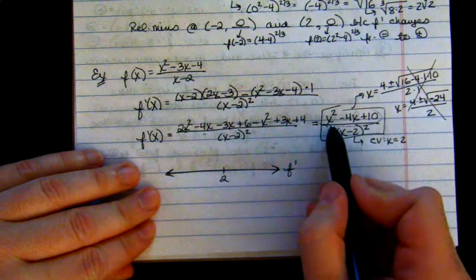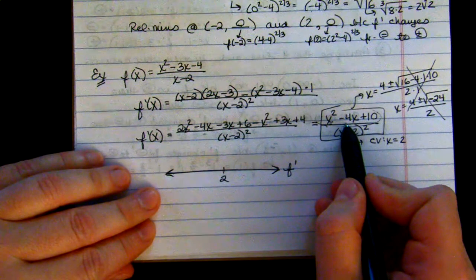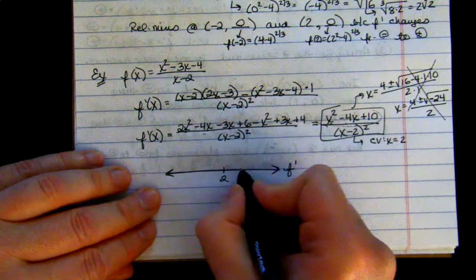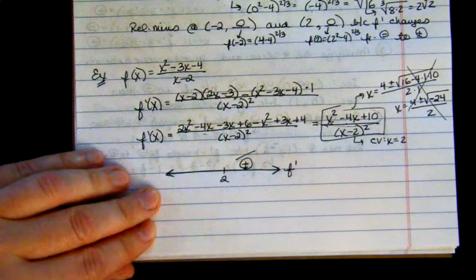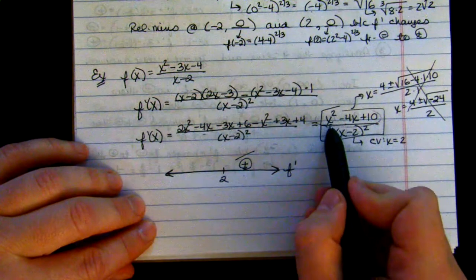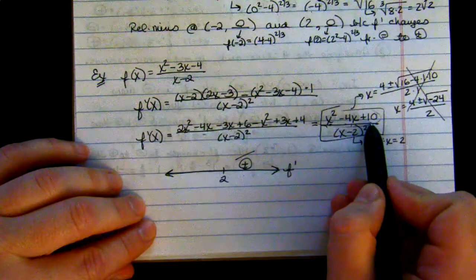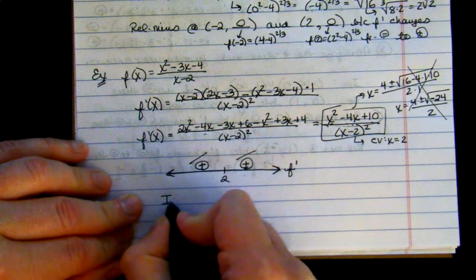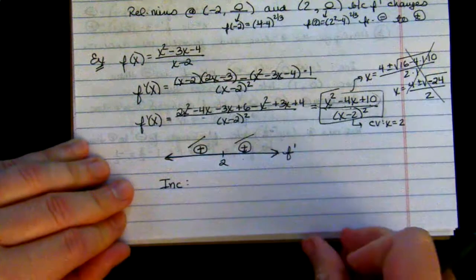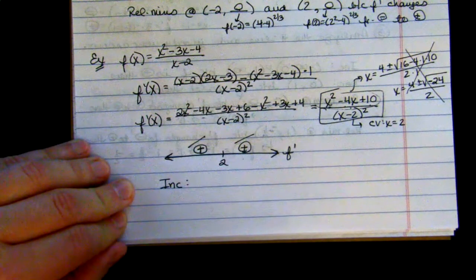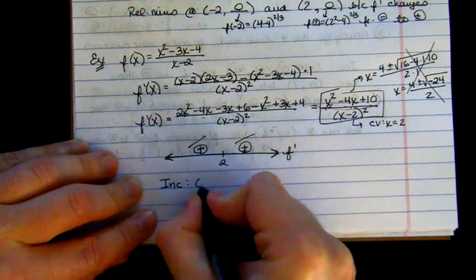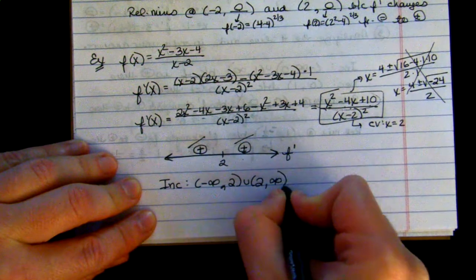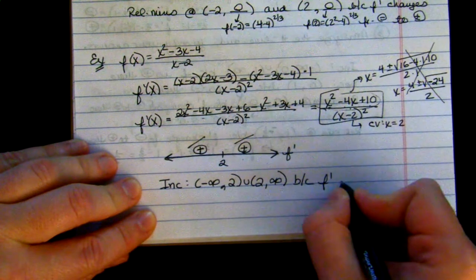Plug in 3. 9 minus 12 is negative 3 plus 10 is a positive. Bottom is always positive because of that square. So positive there. Plug in 1. 1 minus 4 is negative 3 plus 10 is positive. Bottom again is always positive, so positive there. I think I'm increasing basically everywhere. But you know what? I shouldn't include x equals 2 because at x equals 2, f prime is not positive. So I'm going to say I'm increasing from negative infinity to 2, and then again between 2 and infinity, because f prime is positive there.